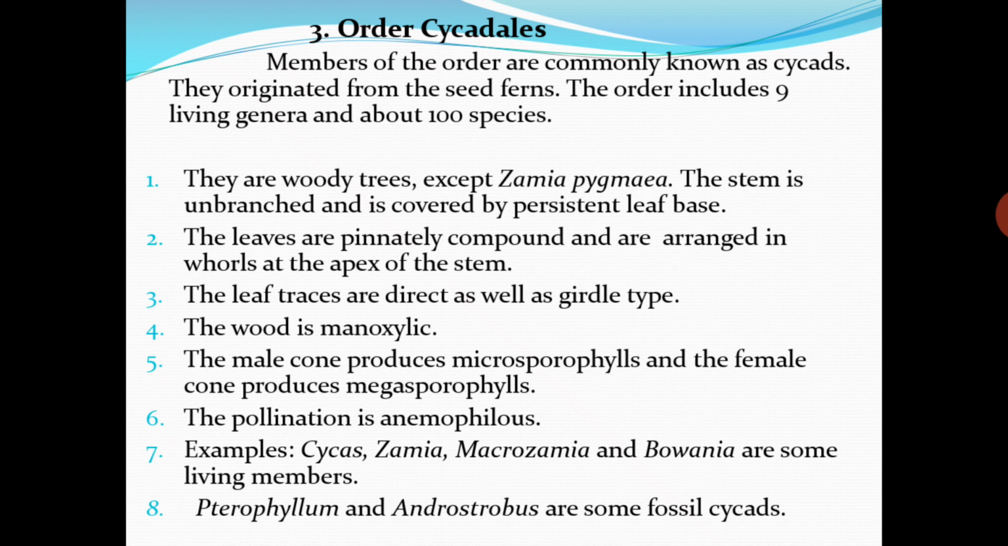You already saw this in general characters. Zamia is the smallest plant and it is not woody, right? Almost all except Zamia are woody plants here. The stem is unbranched and is covered by leaf bases. The leaves are pinnately compound and large and are arranged in whorls at the apex of the stem. So here it is unbranched and the leaves are only present at the apex in a whorl form. The leaf traces are direct as well as girdle type.